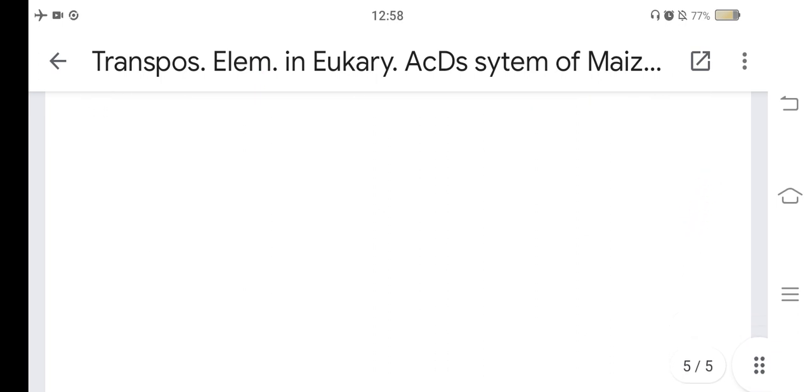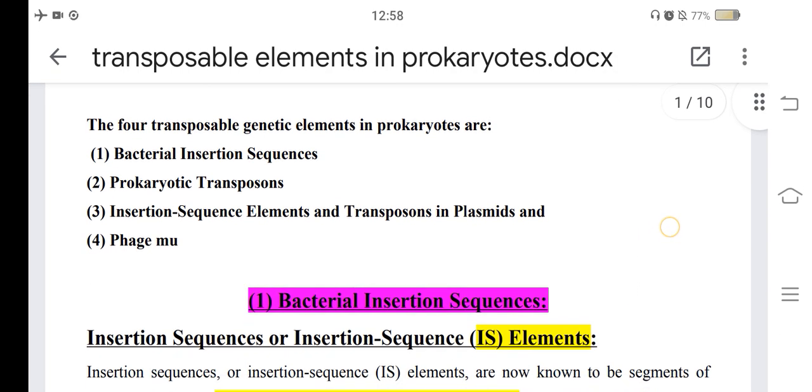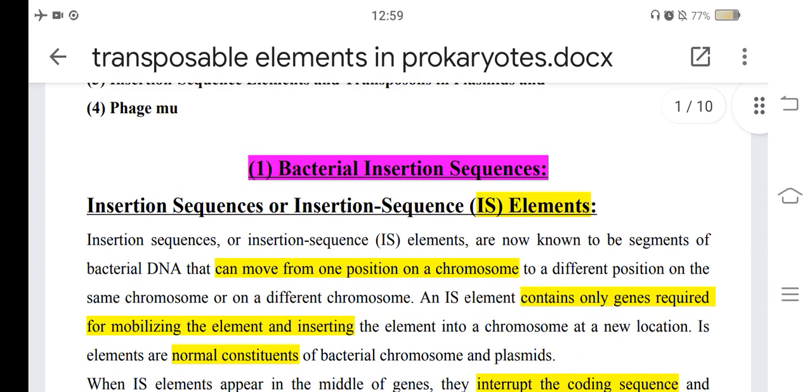Next topic, transposable genetic elements in prokaryotes. The four transposable genetic elements in prokaryotes are bacterial insertion sequences, prokaryotic transposons, transposons in plasmids, and phage Mu. First, bacterial insertion sequences.